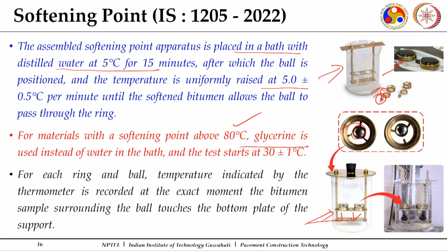softening point. So, if a binder is hard, then that particular one will require a higher temperature to experience this phase change. If a binder is soft, it may move down at lower temperatures. So, this also gives an idea about the consistency of the binder.